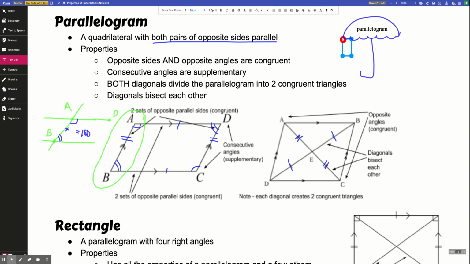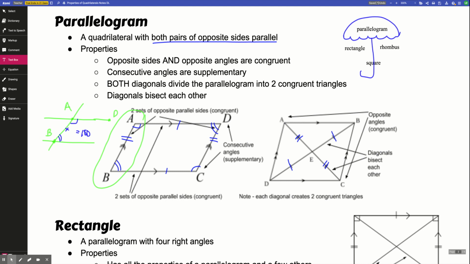So the other three types of shapes underneath the parallelogram umbrella are rectangles, rhombuses, and then obviously squares. Squares are the most specific and have the most properties, right? Parallelograms are the least specific and have the least number of properties, right?